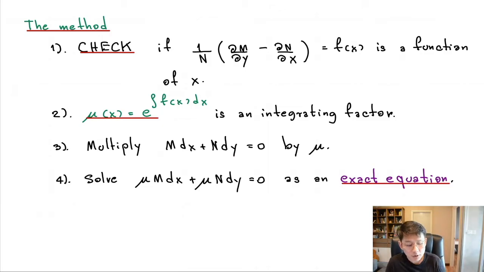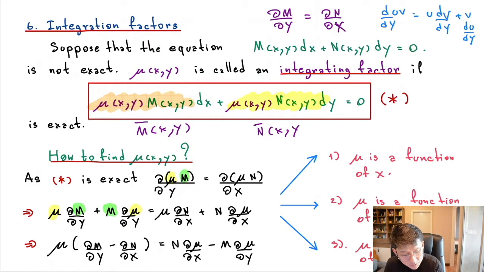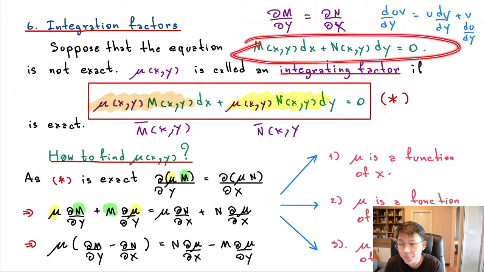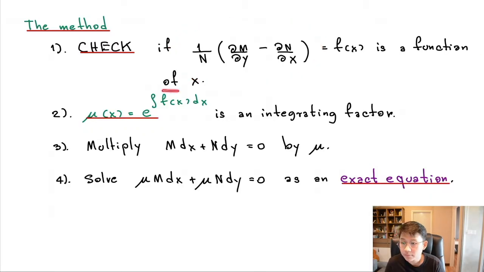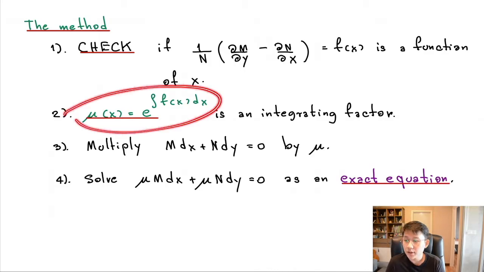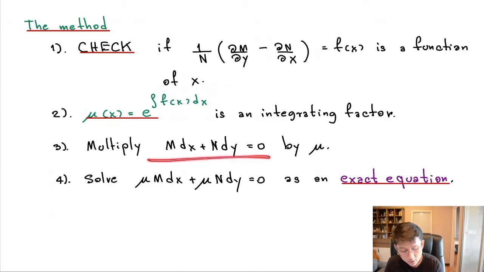Okay, so guys, when you have this starting equation, first you check whether or not this is a function of x. If it is, mu is e to the integrate fx dx, which is an integrating factor. So if you multiply this mu to this equation, you get this, and this must be exact. Okay, it will become clearer when we look at the exercises.